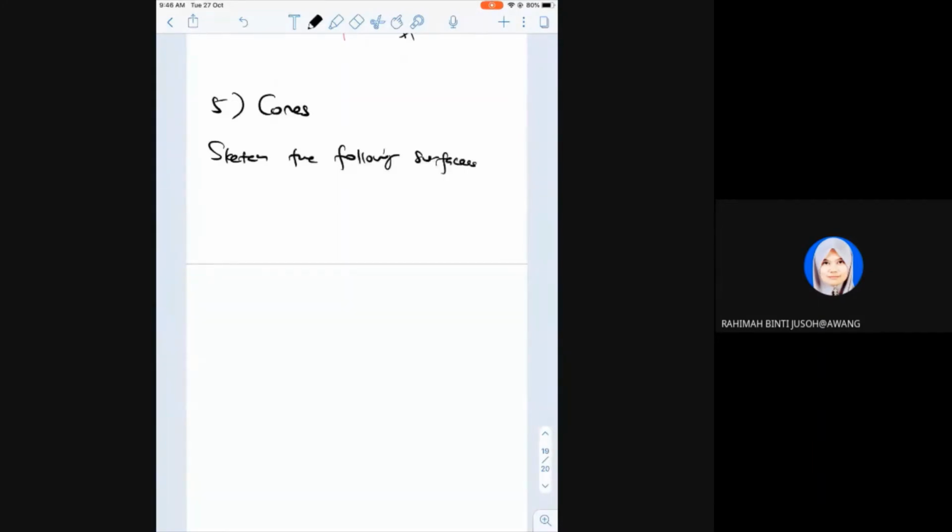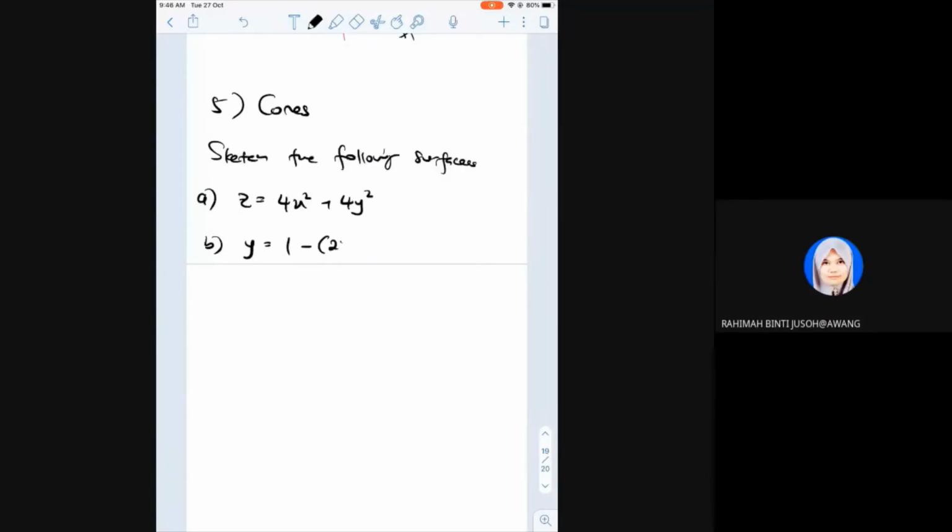All right. Let's say number one, A. Z equals to, let's say we have 4x squared plus 4y squared. And then B, let's say we have Z equals to 1 minus x squared. Eh, tak nak lah. Saya ubah. Okay, sini saya nak buat y. Y equals to 1 minus, let's say we have 2x squared plus 2z squared. Okay. Square root of macam tu.